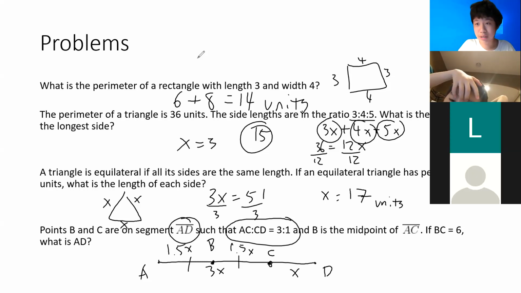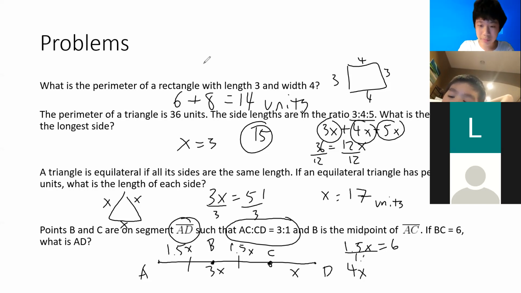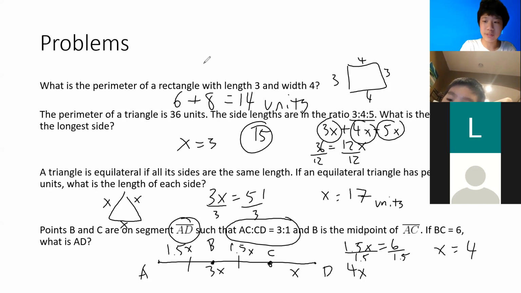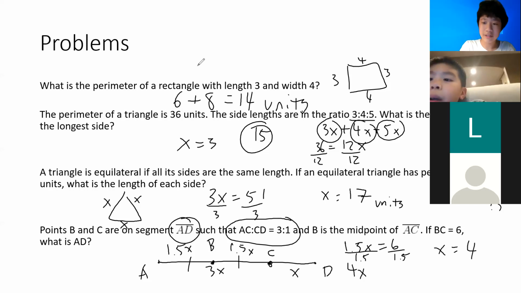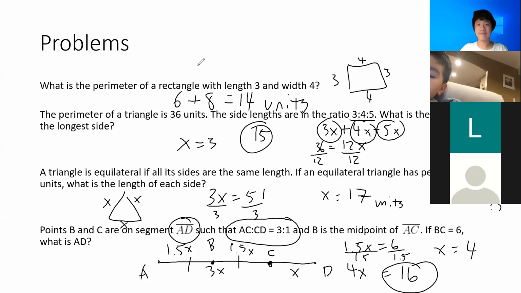So now what do I have? We have one last hint here, which is BC equals 6, which means 1.5x equals 6. So what's AD? Well, AD is 4x. So from now on, we can just solve for x and then plug that back into 4x to find the length of AD. So what is x? We divide through by 1.5. Well, 6 divided by 1.5, how do I do that? Well, that's 4, right? You can do 6.0 over 1.5. So x equals 4, so 4x equals 16.